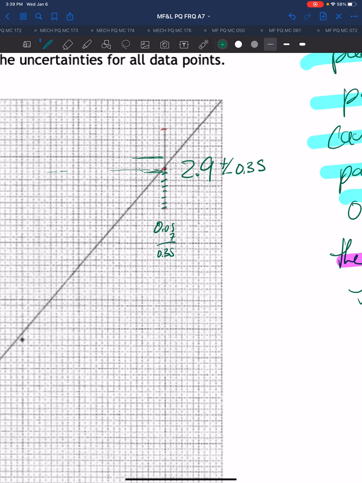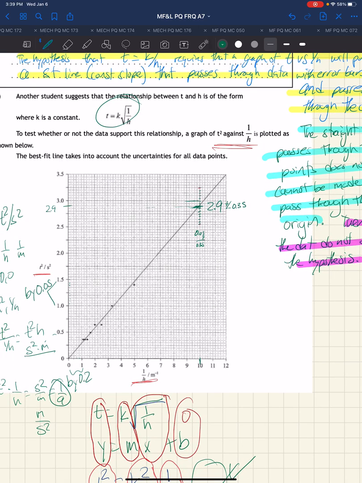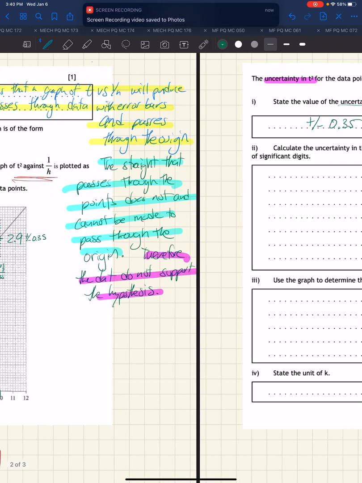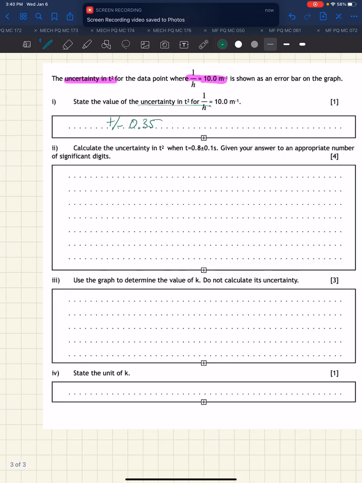Check it going upward as well. We have 1, 2, 3, 4, 5, 6, 7. So we get it confirmed there as well. So we would say that this value at a 1 over h of 10 is 2.9 plus or minus 0.35. So we now know what they're talking about, and we've done a little work on it. State the value of the uncertainty. Oh, we've already done that. Plus or minus 0.35. And the vertical axis is time squared, so that would have units of seconds squared.